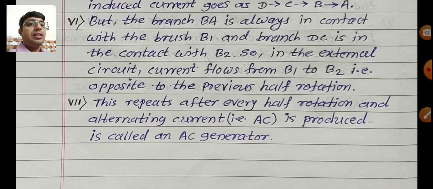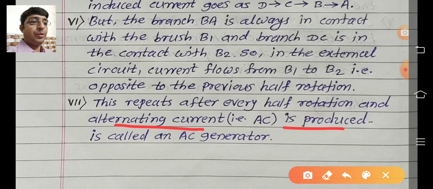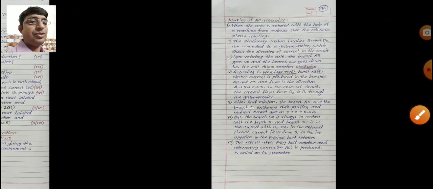And last point, this repeats after every half rotation and alternating current, that is the AC current, is produced. What type of current is produced here? Alternately, that current is passing from brush B1 to B2. After half rotation, B2 to B1, alternately that current passing in this direction, and that's why current produced in this generator is alternating type of current, and that's why that is called AC generator. So in this way, this is the working of AC generator.